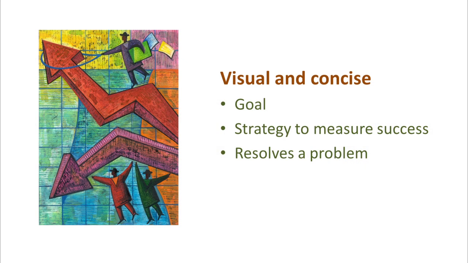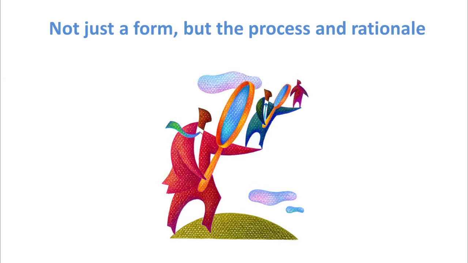The A3 report needs to be visual and concise. Use graphics and photos whenever applicable. At a minimum, it needs to let the readers clearly see your goal, how you are measuring success, and how you have resolved or plan to resolve the problem. Remember that an A3 report is not just a form. It is a way for your team and other people to understand your process and the reasoning behind your thinking.